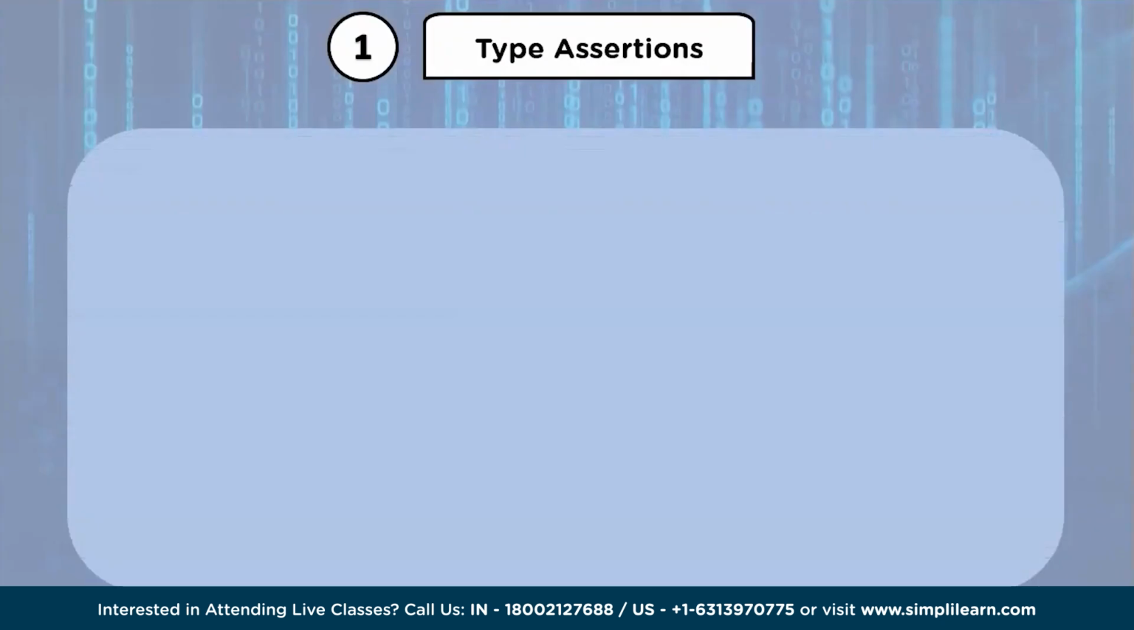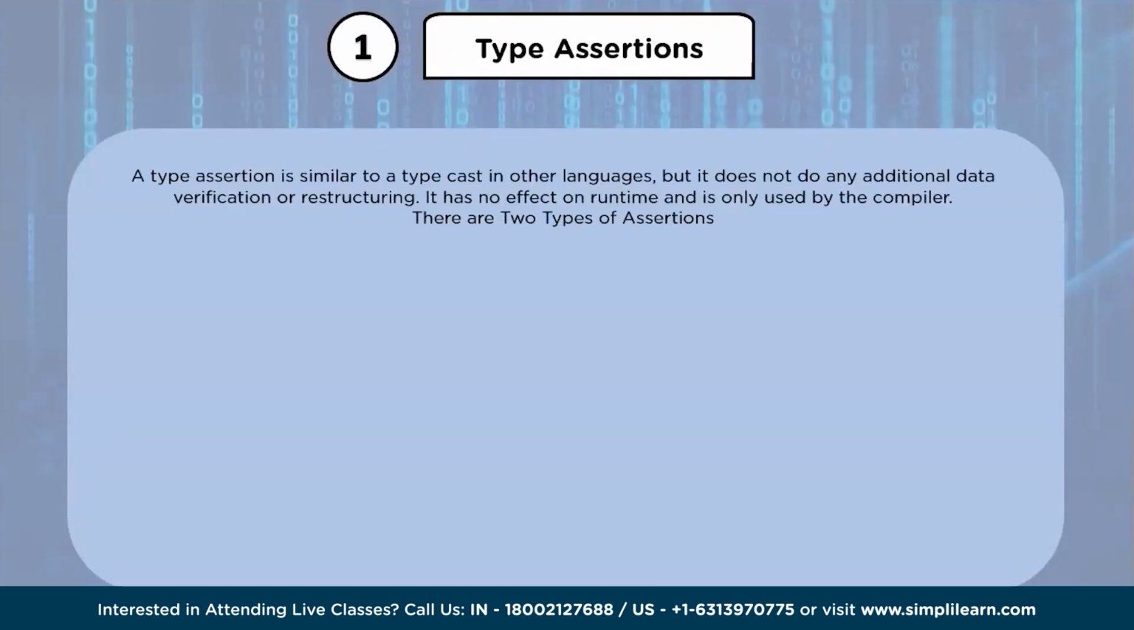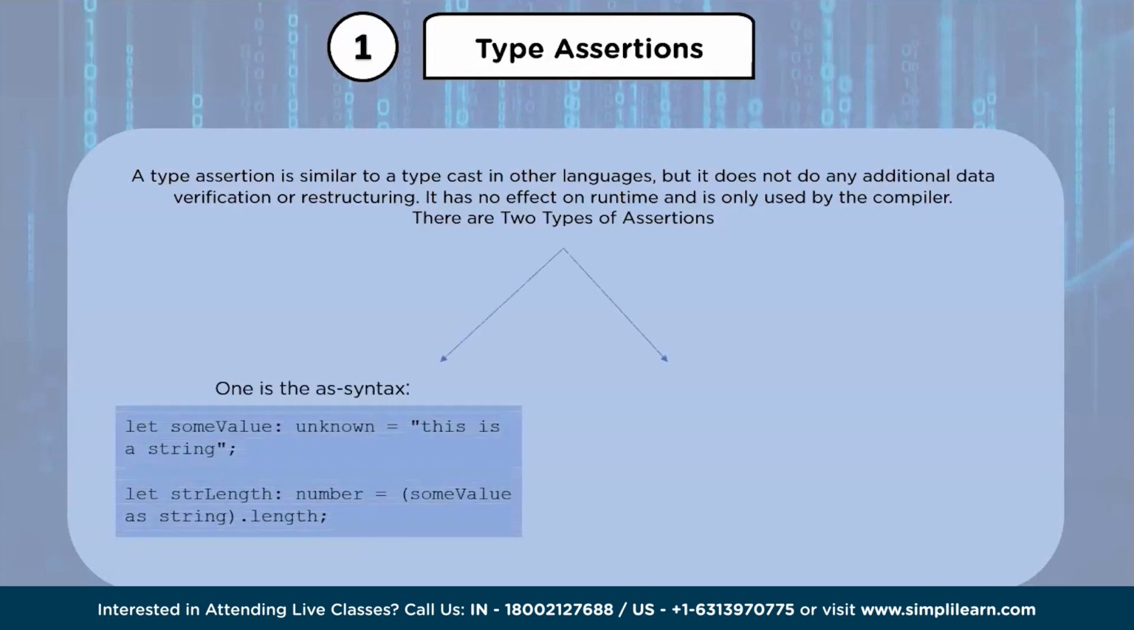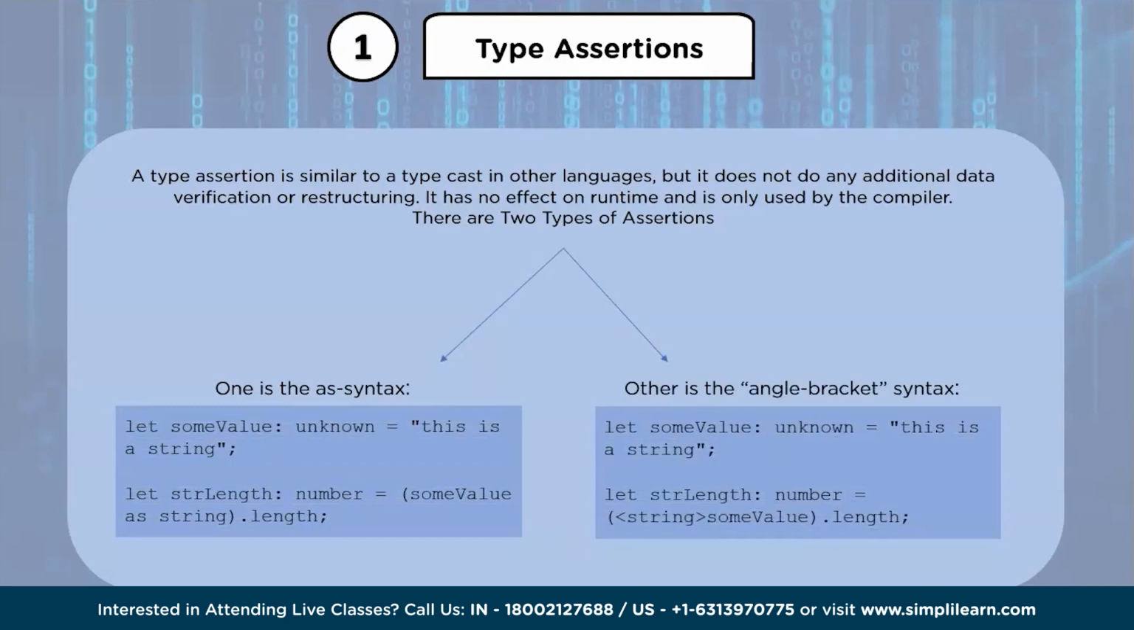We'll first look at type assertions. Type assertion is similar to typecast in other languages, but it does not do any additional verification or restructuring. It has no effect on runtime and is only used by the compiler. TypeScript expects that you, the programmer, have completed the necessary and specific checks. So there are two types of assertions. One is the as syntax and the other one is the angle bracket syntax. Both versions are identical. Choosing one over the other is primarily a matter of preference. However, only as style assertions are allowed when combining TypeScript with JSX.